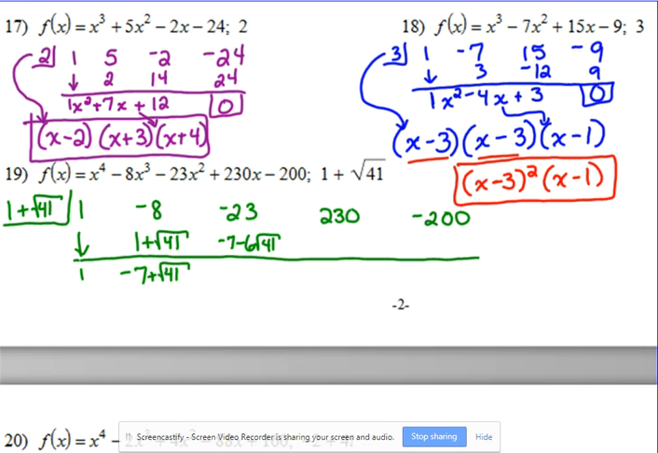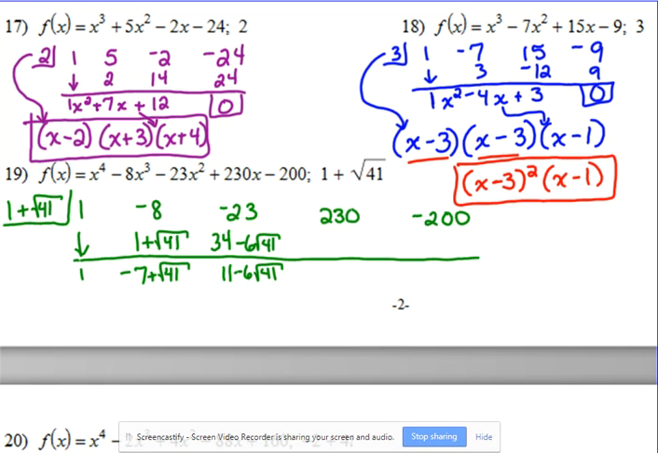And then what happens when we multiply the square root of 41 and the square root of 41? It just gives us 41, okay? So I'm going to add -7 and 41. So -7 plus 41 is 34, right? So I'm just going to erase my -7 and put the 34 back there. Okay, keep going. All right, so -23 plus 34 is what, 11? And we've just got to keep that -6 square root of 41.